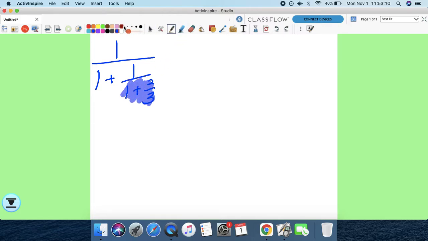So the rest is just going to be 1. And then let's figure out what 1 plus 2/3 is. 1 plus 2/3, seriously, it's just 1 and 2/3. We're going to change that to an improper fraction. That becomes 5/3. That's what I get over here, 5/3.